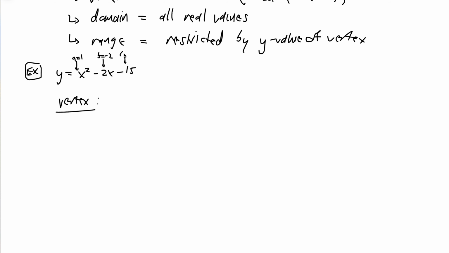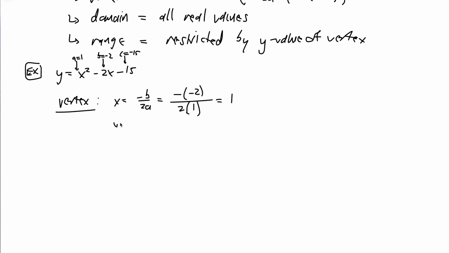And c is negative 15. Okay, so the vertex occurs at negative b over 2a, which means negative 2, that's b, over 2 times a, 2 and 1. This is 2 over 2, which means the x value is 1.